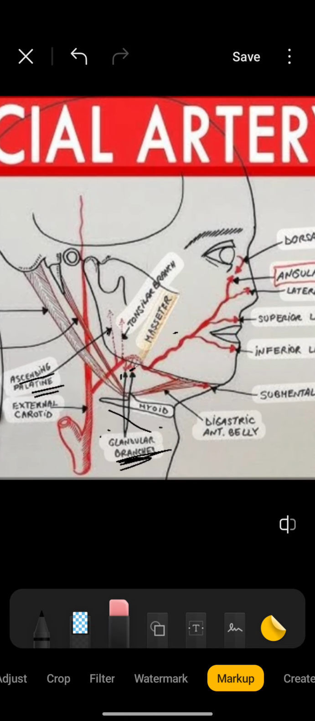Ascending palatine, tonsillar, glandular and submental. Okay, after which the facial part begins at the anterior inferior angle of the masseter, then runs upward in a tortuous way, upward and forward to reach a point half inch lateral to the angle of mouth. This is the angle of mouth.